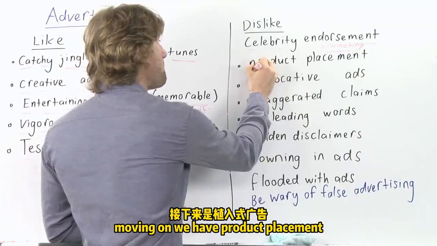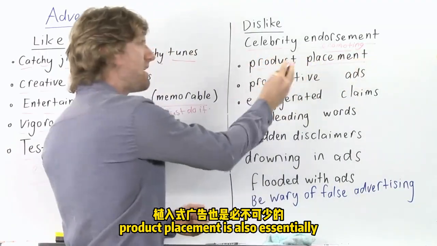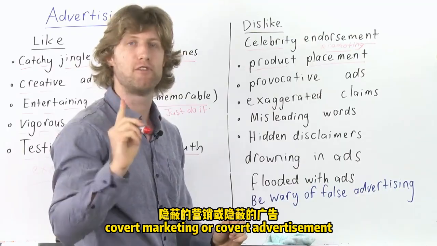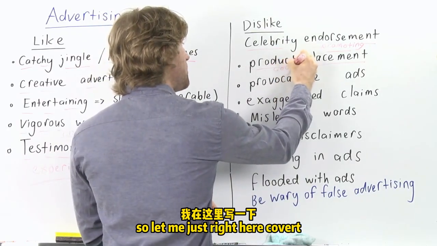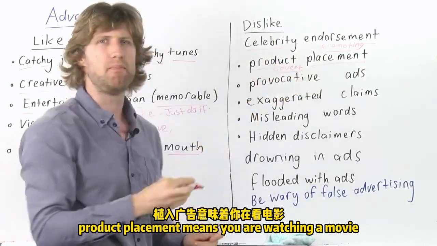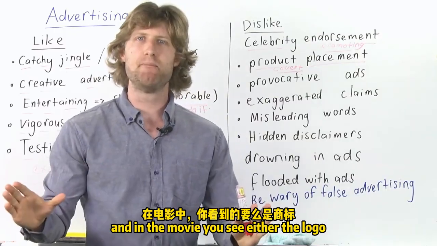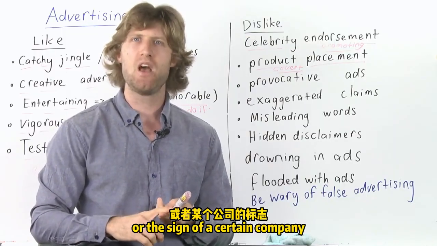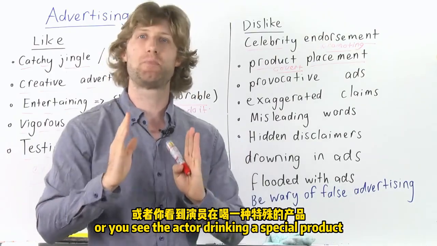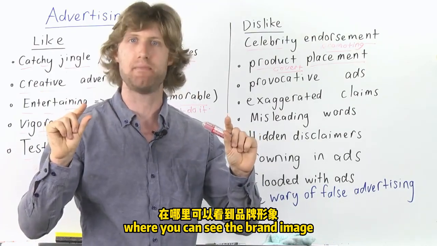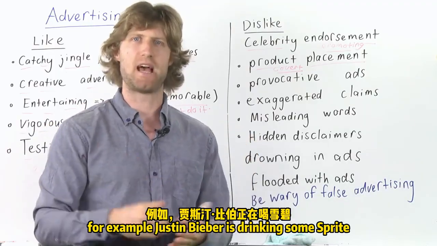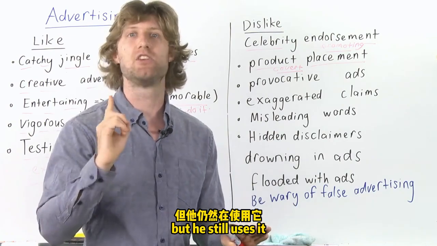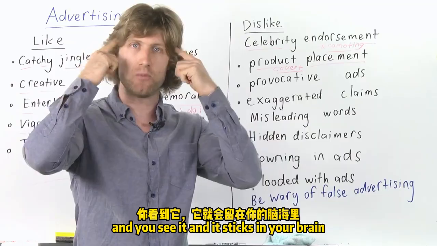Moving on, we have product placement. Product placement is also essentially covert marketing or covert advertisement. So let me just write here, covert. Product placement means you are watching a movie, and in the movie you see either the logo or the sign of a certain company, or you see the actor drinking a special product where you can see the brand image of a certain company. For example, Justin Bieber is drinking some Sprite. He doesn't say anything, but he still uses it, and you see it, and it sticks in your brain.